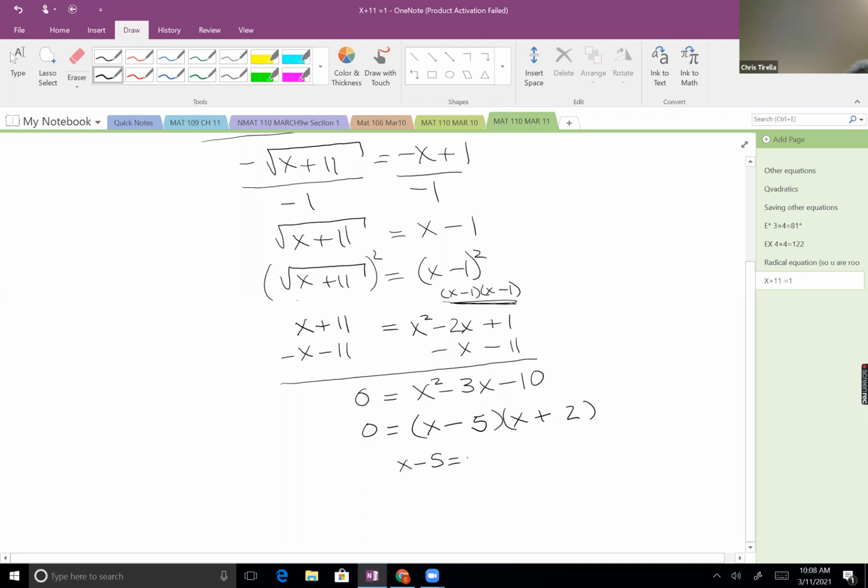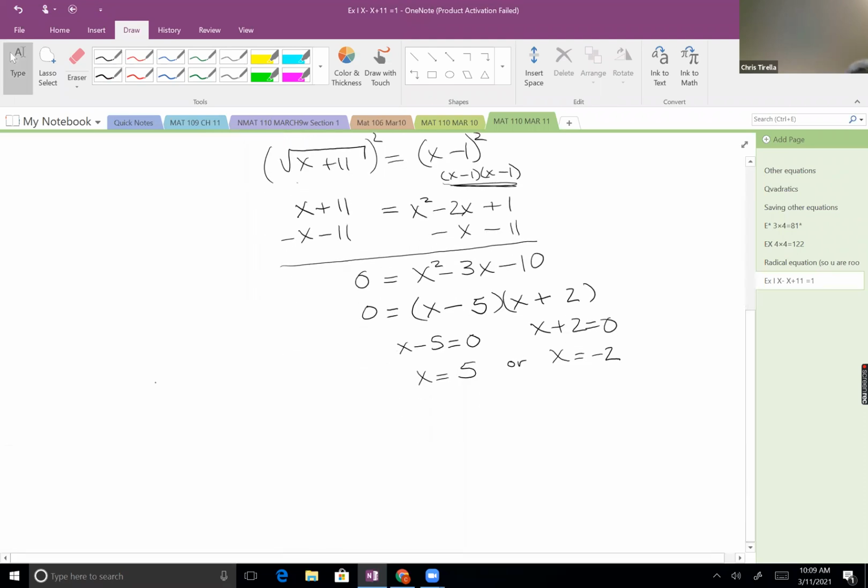Setting each factor to 0, using that zero multiplication property, I get that x could equal 5 or x could equal negative 2. But again, with these, the checks are really, really super important. So I'm not going to ever blow off the check for a radical equation. For a radical equation, I'm going to do that check absolutely every time.